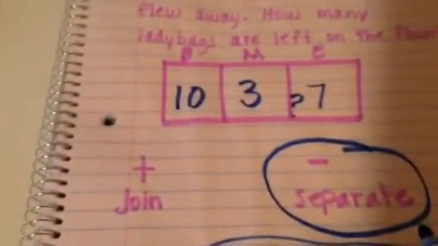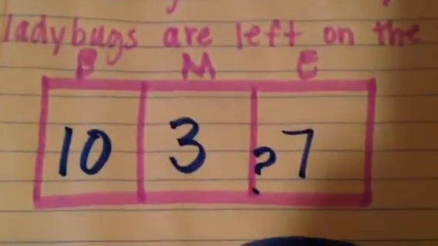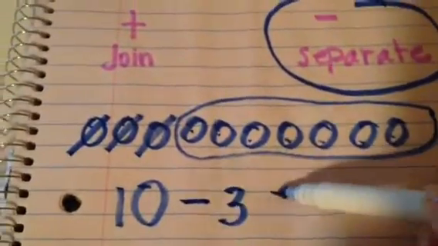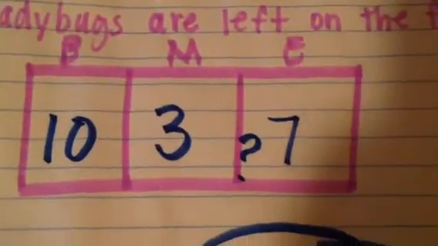So now we're going to do our number sentence. How many ladybugs did we start with? 10. Write your 10. Our symbol is going to be the minus sign. You're right. How many did we take away? 3. Good. Write your 3 down. Equal sign, and how many were left? What was the difference? 7.